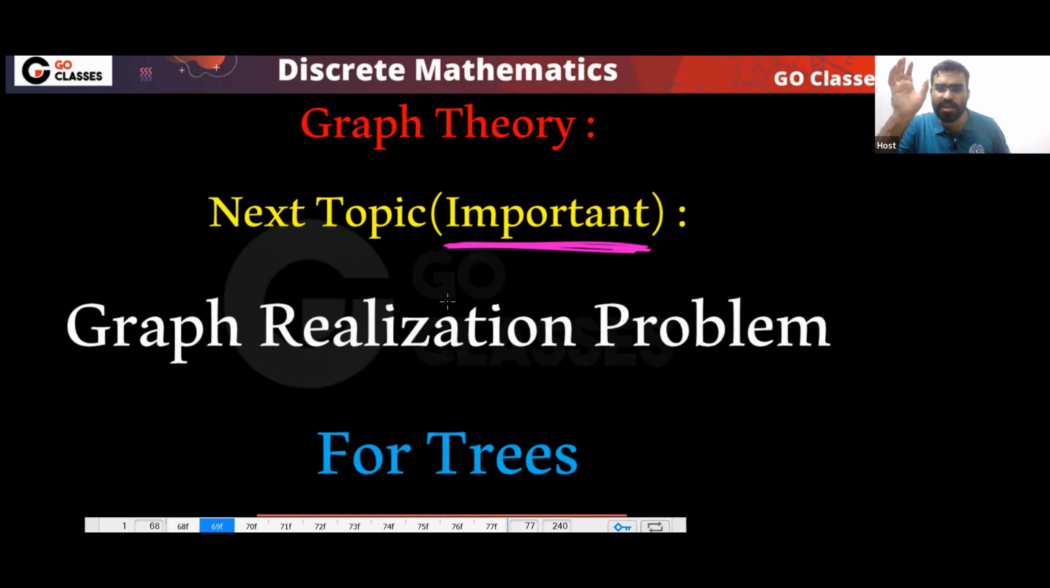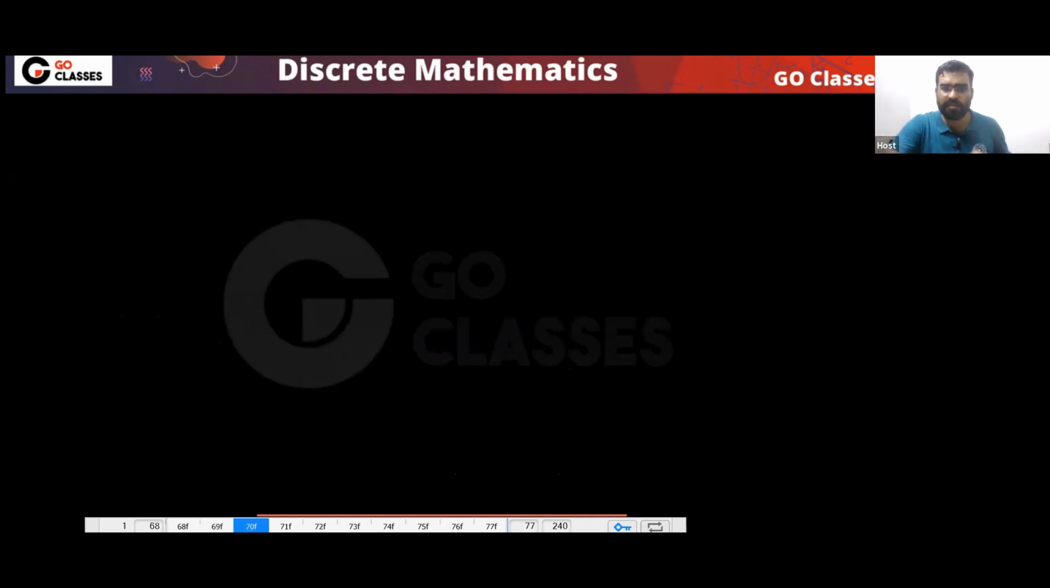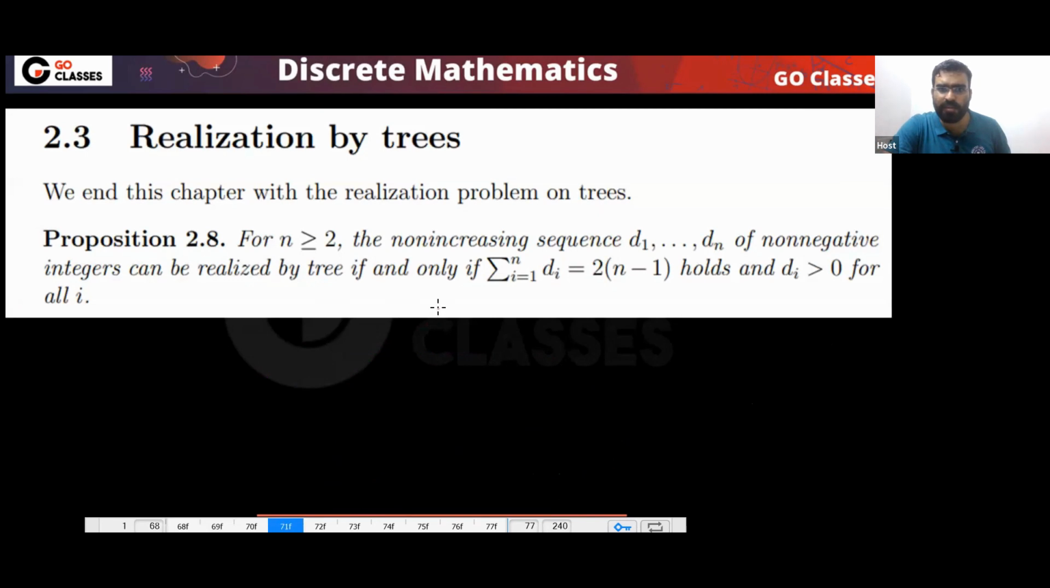Like you have a degree sequence, for that degree sequence, can you create a tree? So this is also important. In the GATE exam, there is no question so far on the trees. There is no question on graph realization of tree. There is no question, but this tree is important. Let's see. And the condition is very simple.